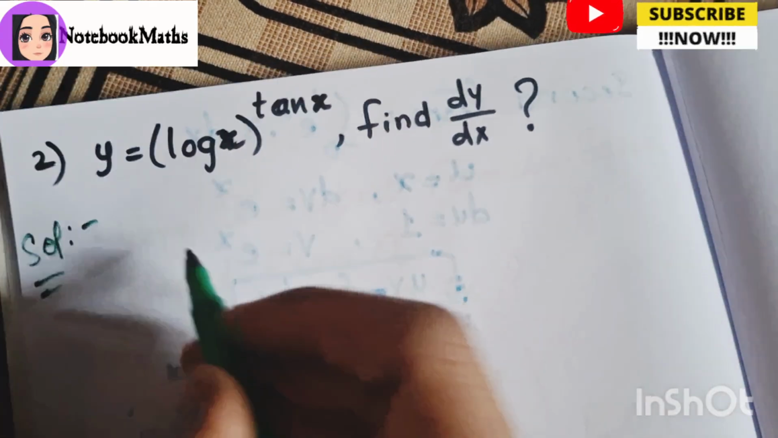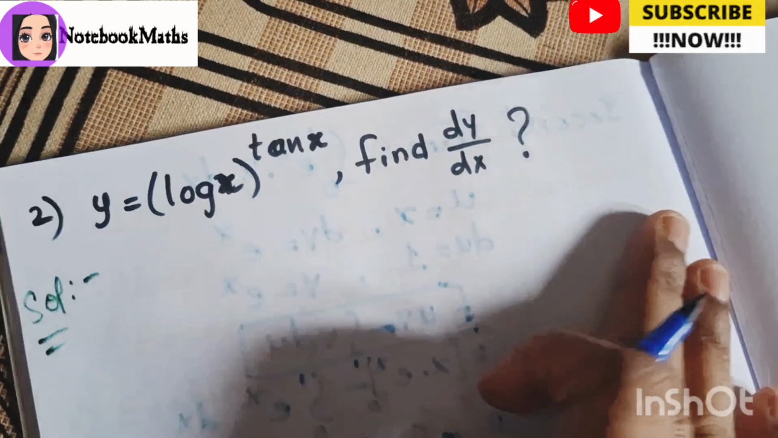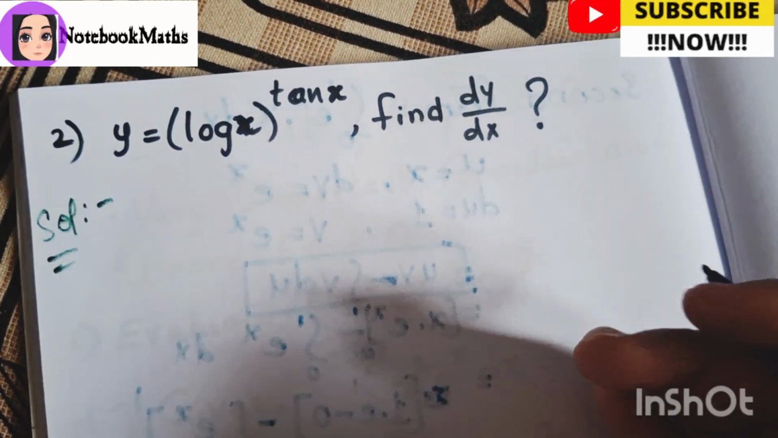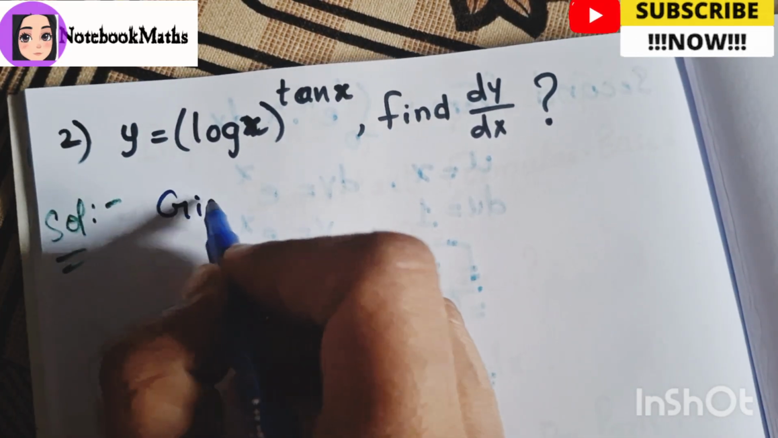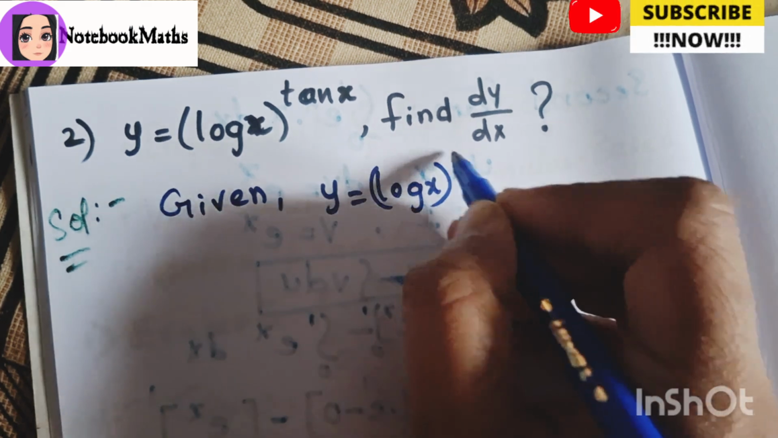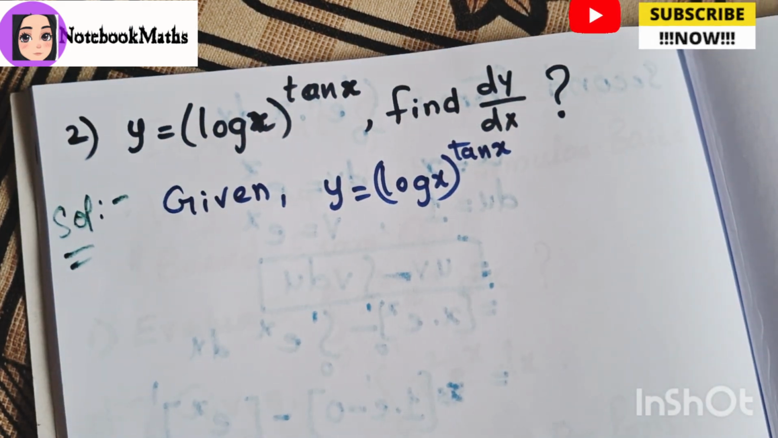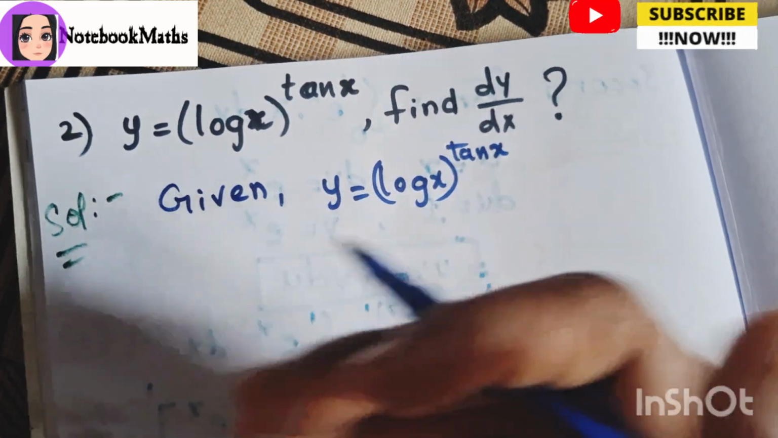So how to solve this question? Based on the differentiation, we have to use different formulas, different types, and different methods to solve different problems. Here y equal to log x tan x is given. So find dy by dx. We have to find the dy by dx term. Differentiation we have to do in this question.